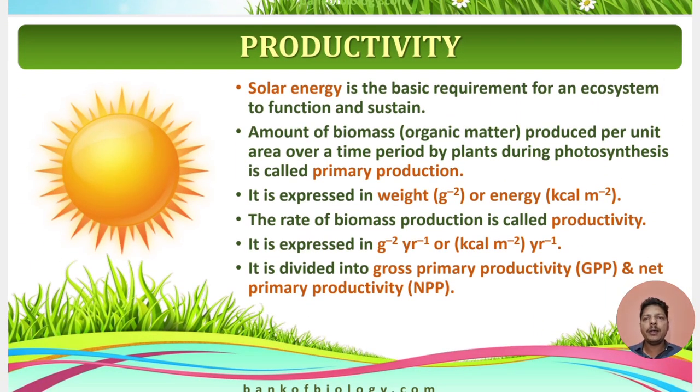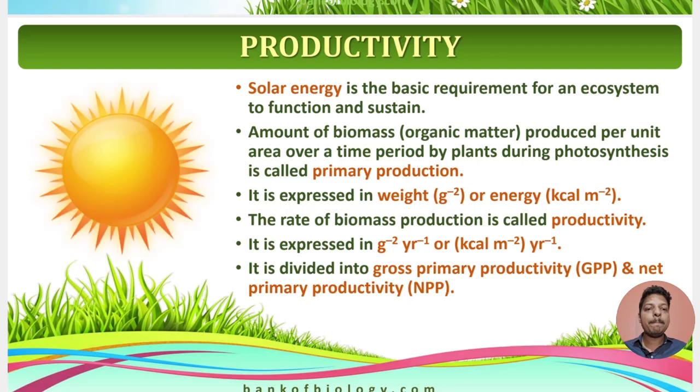Productivity. Solar energy is the basic requirement for an ecosystem to function and sustain. We all know the amount of biomass, that is organic matter, produced per unit area over a time period by plants during photosynthesis is called primary production. Remember, what is primary production? The amount of organic matter or biomass produced per unit area over a time period by plants during photosynthesis is called primary production. It is expressed in weight, that is as g m^-2.